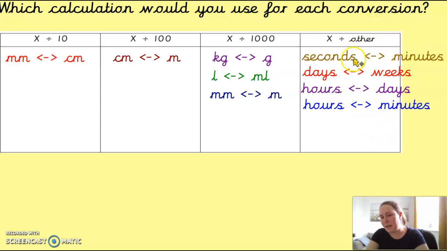So seconds to minutes, there's 60 seconds in a minute. Days to weeks, 7 days in a week. Hours to days, 24 hours in a day. Hours to minutes, 60 minutes in an hour. So we're not using 10, 100 and 1,000 for these. It will be different.